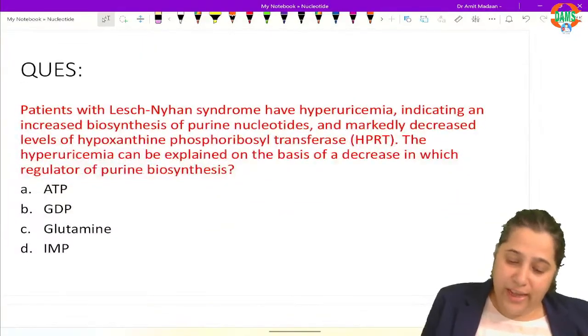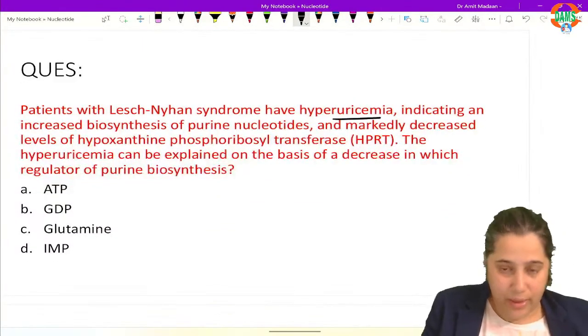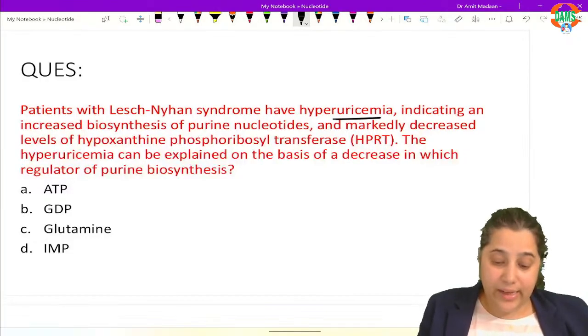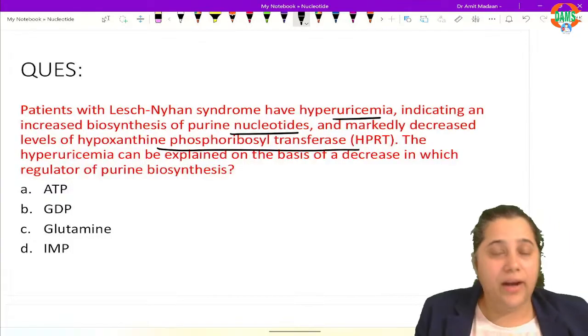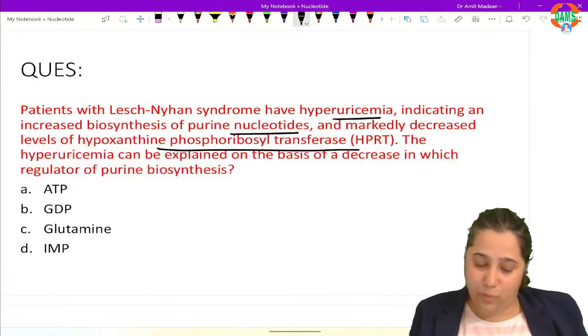Patients with Lesch-Nyhan have hyperuricemia. I told you about this, indicating that purine biosynthesis is increased. Markedly decreased levels of HGPRTase enzyme or HPRT, one and the same thing.